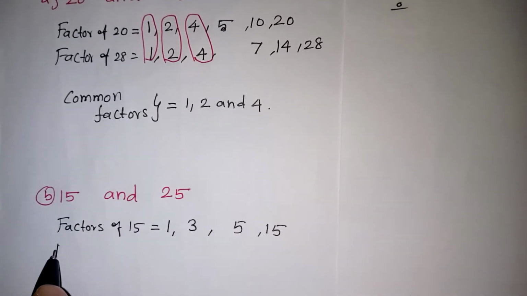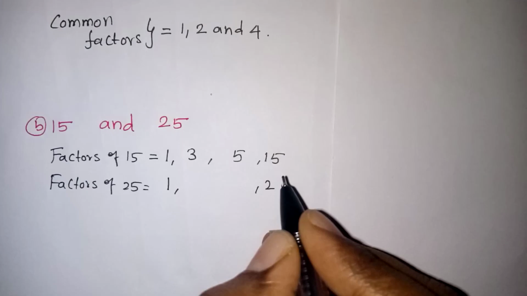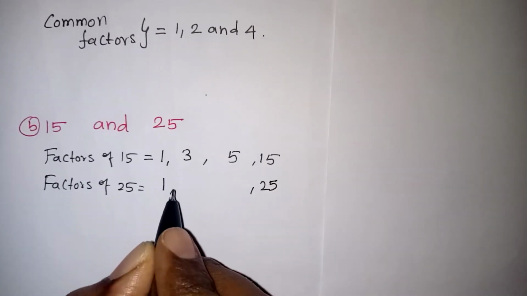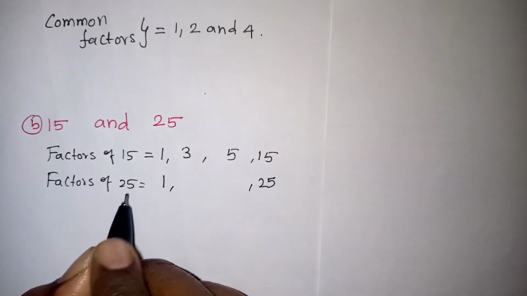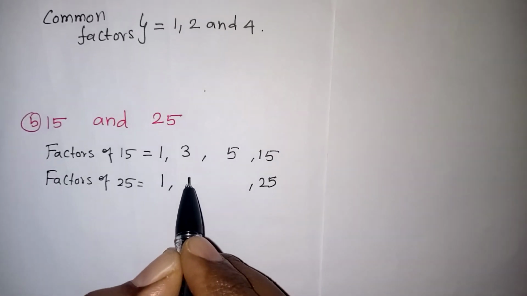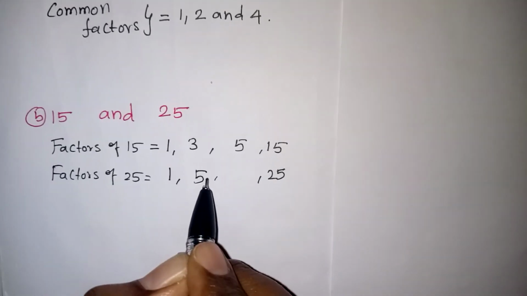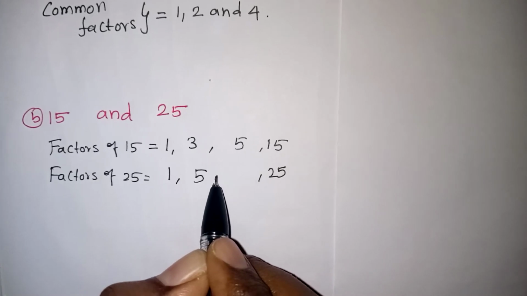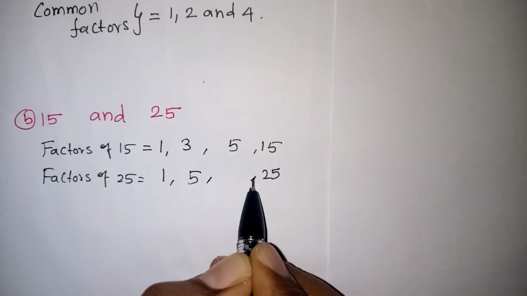So we'll go for 25 now. Factors of 25 we need to write. In the 1 table, definitely, 1 into 25 is 25. Next, in the 2 table 25 will not come. In the 3 table 25 is not possible because 2 plus 5 is 7. In the 4 table also 25 will not come. Definitely in the 5 table, 5 fives are 25. We don't need to write 5 once again, because we have already written it. So the factors are over: 1, 5 and 25.